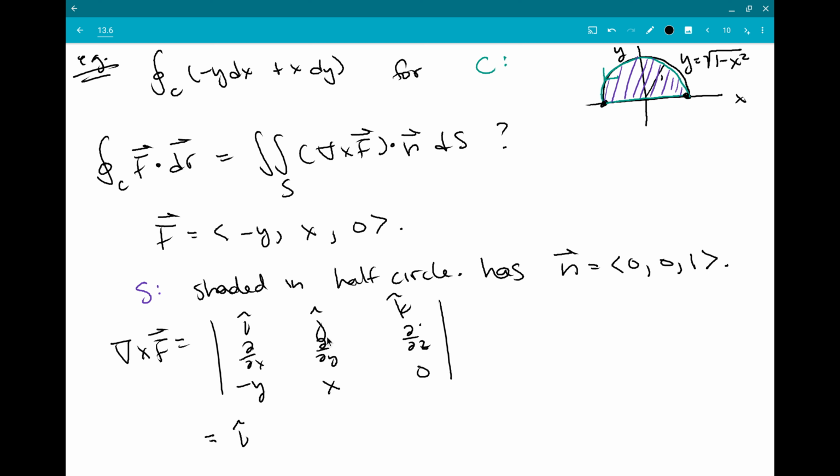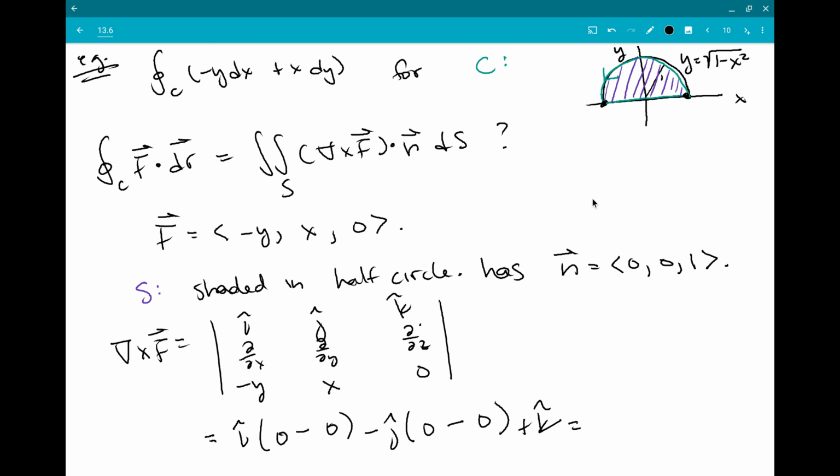And so I'm not going to do the crossing out part because I feel like I'm probably really good at cross products at this point. So for the i hat component, I'm going to have d/dy of 0 gives me 0, minus d/dz of x gives me 0. It's like a fun face. Minus j hat is d/dx of 0, 0, minus d/dz of minus y is 0.